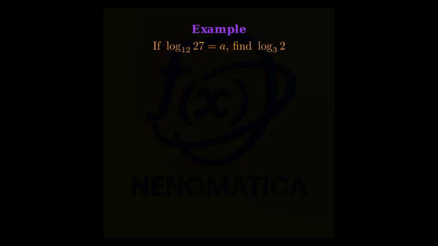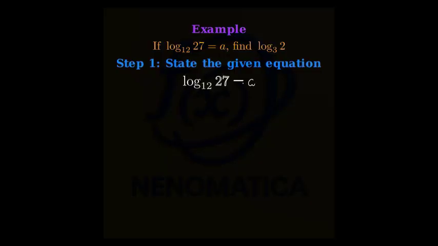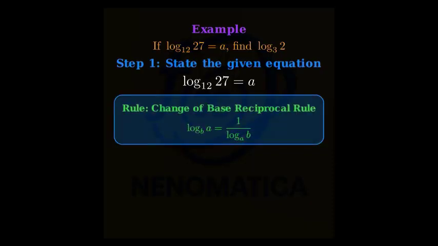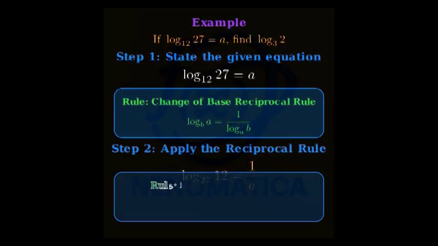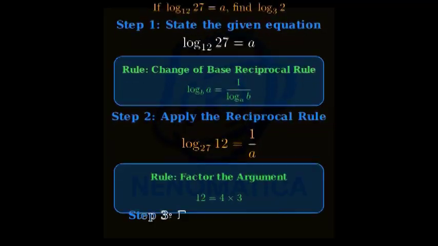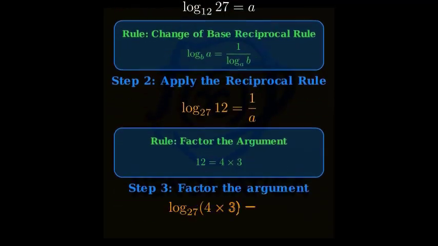Example, if log base 12 of 27 equals a, find log base 3 of 2. We will follow a strict step-by-step path that mirrors the algorithm in the prompt. Step 1. State the given relationship. We start from the equation log base 12 of 27 equals a. Step 2. Apply the reciprocal form of the change of base rule. Swapping base and argument in a logarithm inverts the value. Step 3. Factor the argument 12 as 4 times 3.